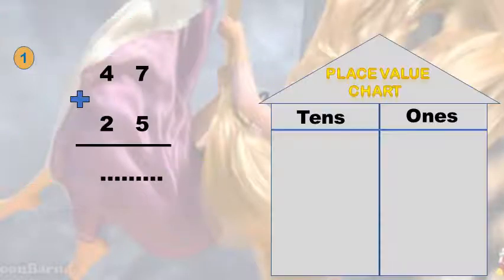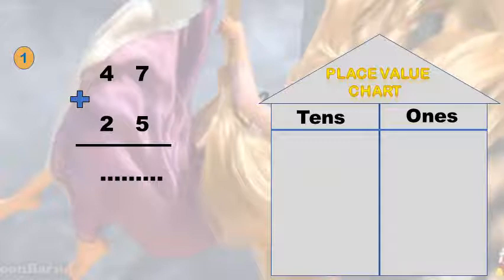Let's now solve some exercises. We are going to put the numbers inside the place value chart. The place value chart has what? It has the ones and the tens rooms. So let's see the numbers we have here. We want to add 47 plus 25.